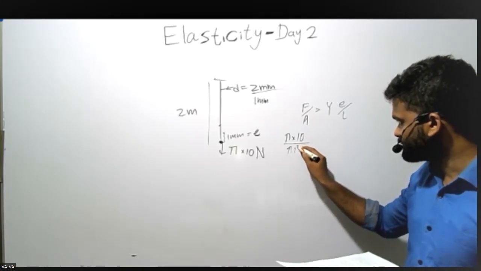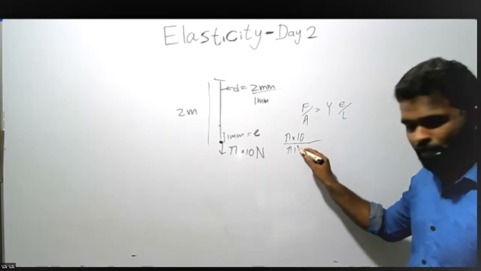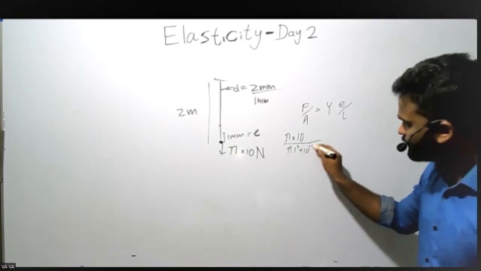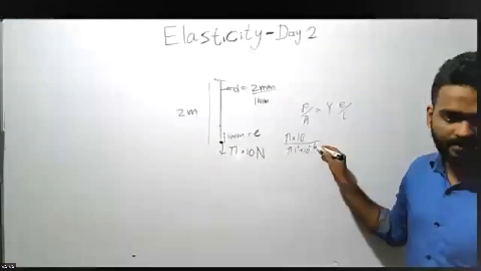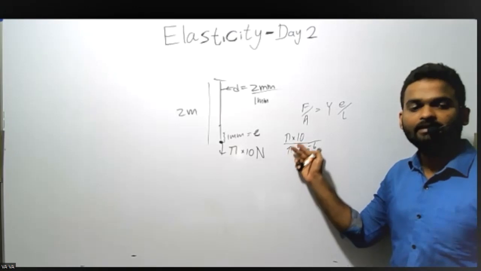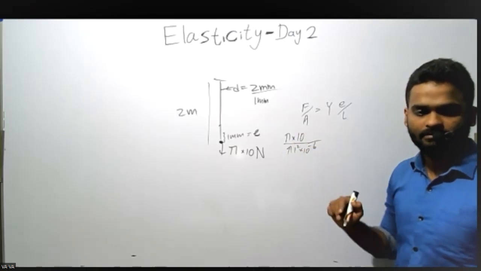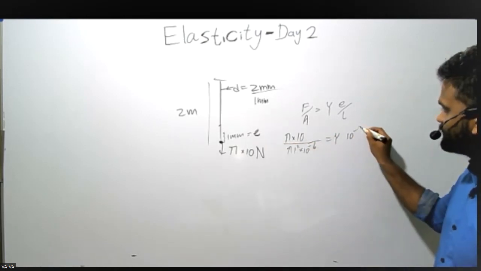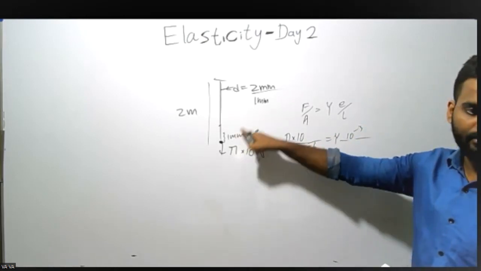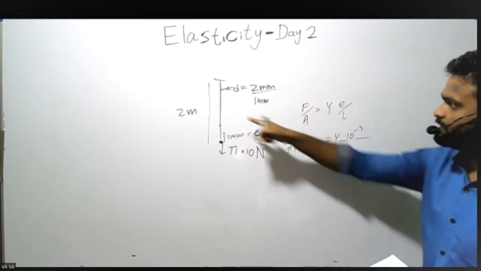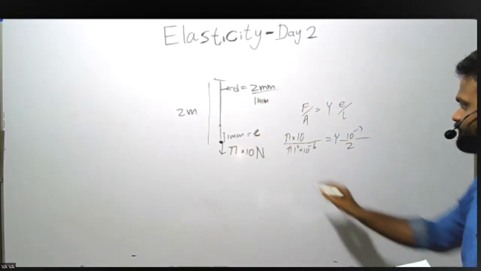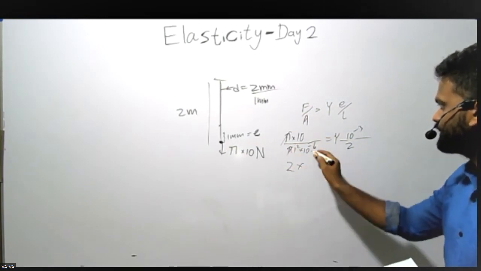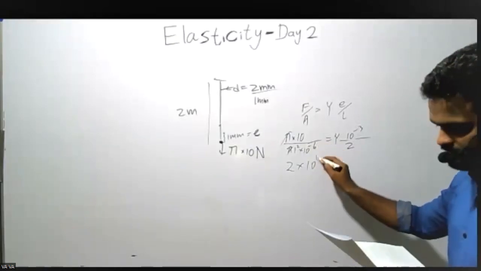r squared means 1 squared times 10 to the power minus 3. You have to convert everything into meters. So when you convert it, this becomes 10 to the power minus 6, because 10 to the power minus 3 squared is minus 6, equals Y. Extension is 10 to the power minus 3, that is 1 millimeter in meters, divided by length. Length is 2 meters. 5 cancels off. 2 goes to here. 10 to the power 7, 10 to the power 10.